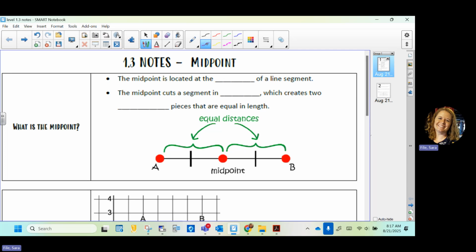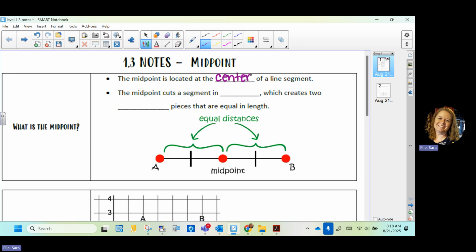The midpoint is located at the blank of a line segment. First of all, make sure you understand that it has to be a line segment. You cannot have a midpoint of a line or ray because those go on forever, right? So it has to be something that has endpoints. With a line segment, where would a midpoint be? In the middle, right? Not just randomly in between, but the exact center. So I'm going to put center. You can put middle or center, however you want to do that.